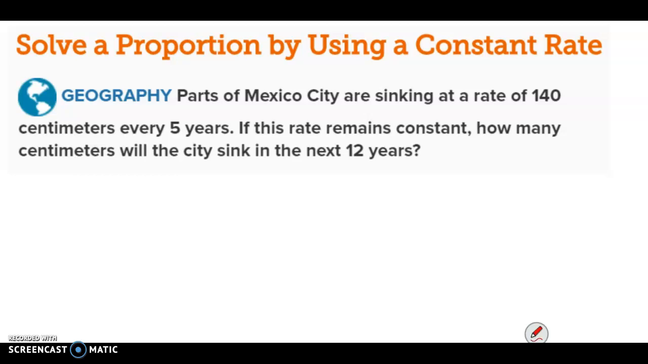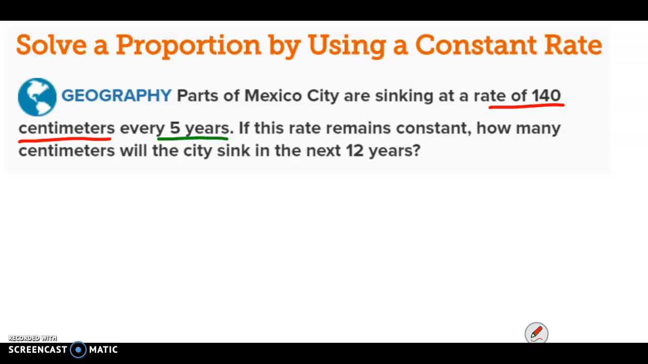So parts of Mexico City are sinking at a rate of 140 centimeters every 5 years. If this rate remains constant, how many centimeters will the city sink in the next 12 years? Well, what we have to notice in order to set this proportion up correctly, what we have to take note of is there's going to be 2 different labels going on. In this situation, we are talking about 140 centimeters over a 5-year span.